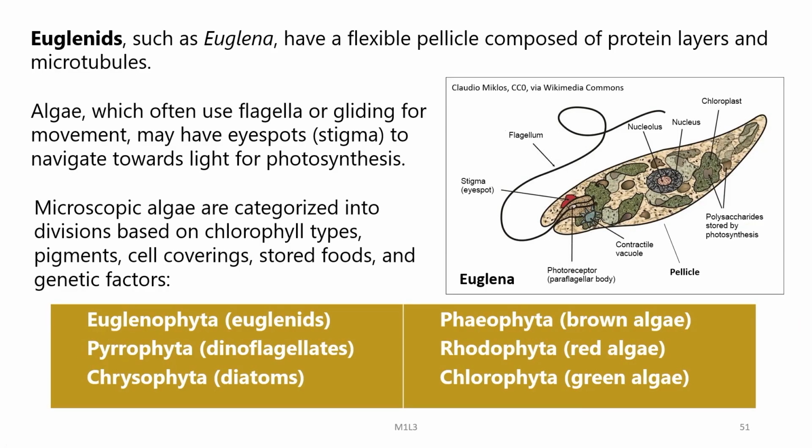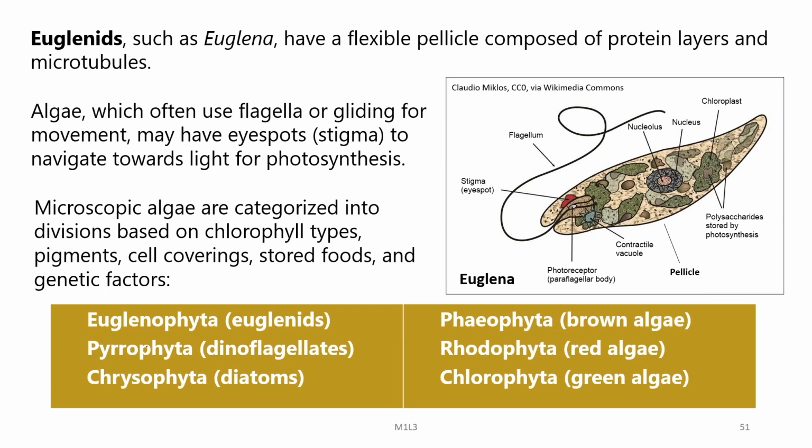Euglenids such as Euglena have a flexible pellicle composed of protein layers and microtubules. Algae, which often use flagella or gliding for movement, may have eye spots, stigma, you can see over here, to navigate towards light for photosynthesis. Microscopic algae are categorized into divisions based on chlorophyll types, pigments, cell coverings, stored food and genetic factors.